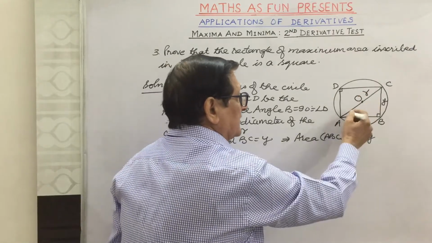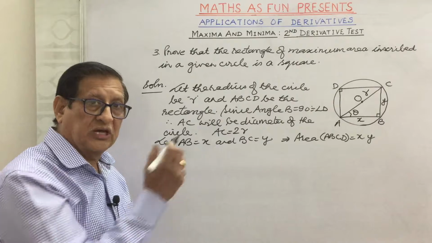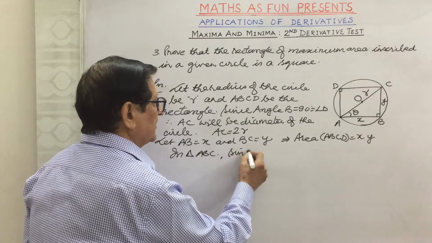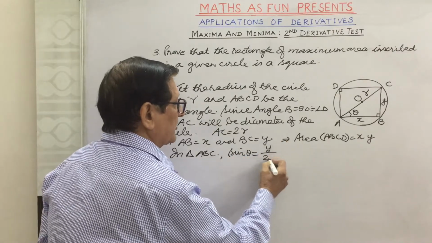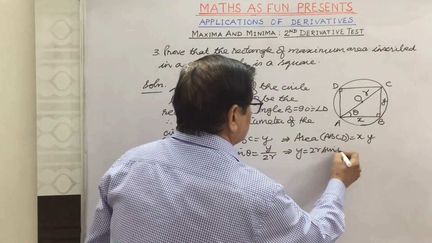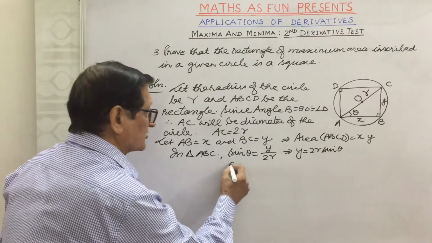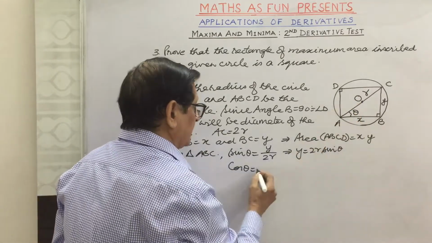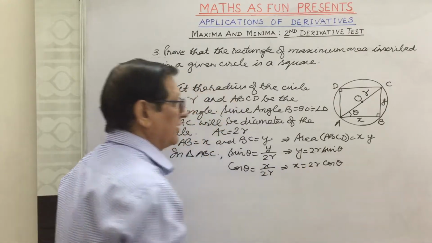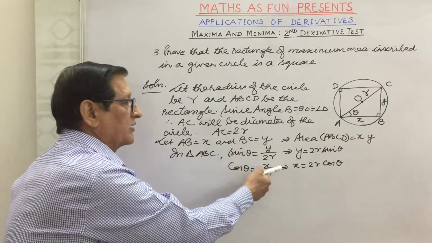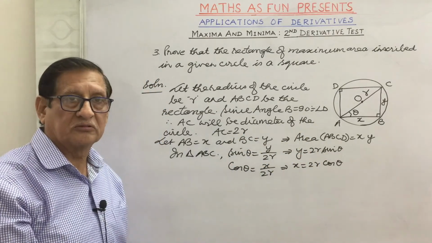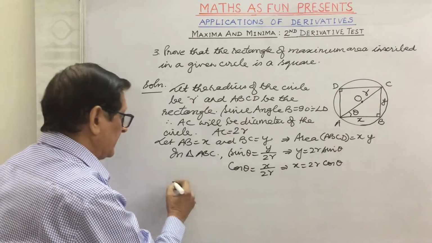We consider that this angle here is theta. Then in triangle ABC, we can see that sine theta is equal to y upon 2r. It means we will get the value of y as 2r into sine theta. What is cos theta? Cos theta is base upon hypotenuse, that is x upon 2r. It means x is equal to 2r cos of theta. So we could get the length and breadth of the rectangle in terms of a single variable, that is theta, which we have considered.